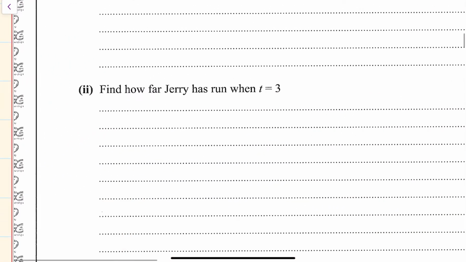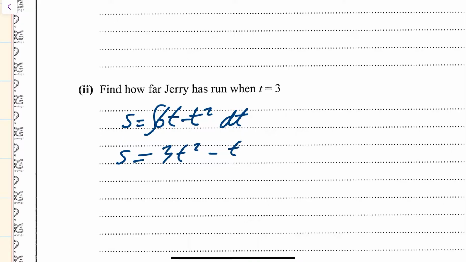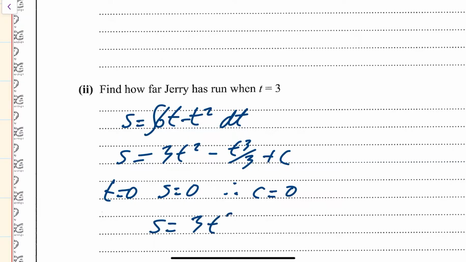Next one says, find how far Jerry has run when t is equal to 3. They're really leading you through this question. So to get your s, you integrate your v, which was 6t minus t squared dt, and your s works out to be 3t squared minus t cubed over 3 plus c. You're told that s equals 0 when t equals 0, and a wee bit more working out means your c is equal to 0. So your s just equals 3t squared minus t cubed over 3.